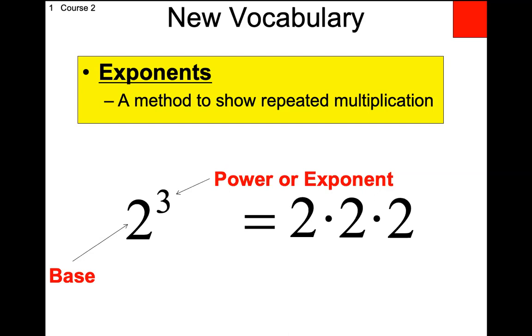So 2 to the third power is actually 8. It is not 2 times 3. Okay, why did I say that so many times? Not one kid. Almost all of you at some point will make that mistake.